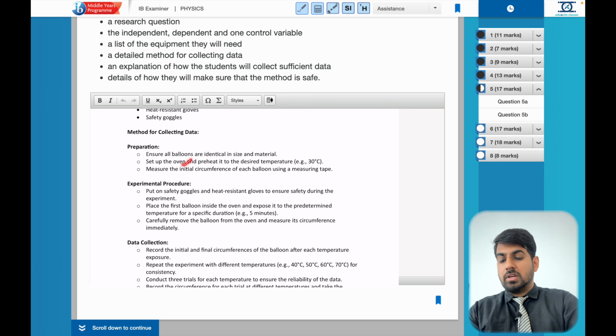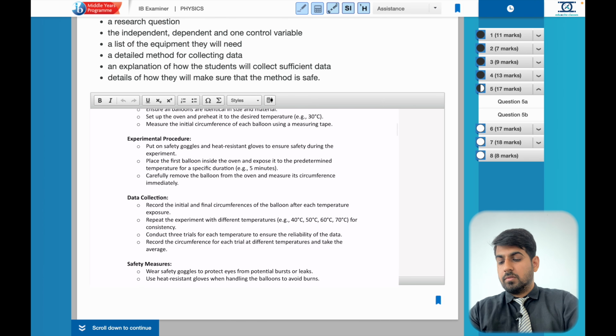So, ensure that we have taken all identical in size and material. We set up the oven and preheat to a desired temperature that we will change. Let us start with 30 degrees Celsius. Measure the initial circumference of each balloon using a measuring tape. Now, how will we put in the safety goals? So, we have considered the safety measures in our answers, and heat resistance gloves to ensure safety during the experiment. Place the first balloon inside the oven. Expose it to a predetermined temperature for a specific duration.